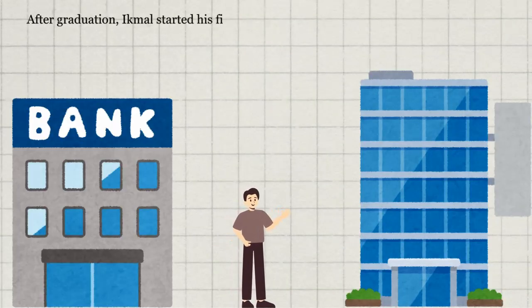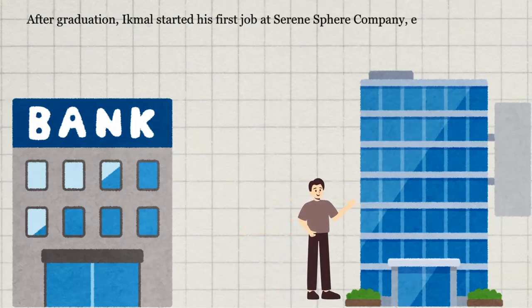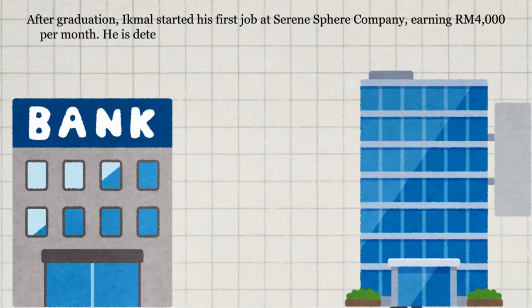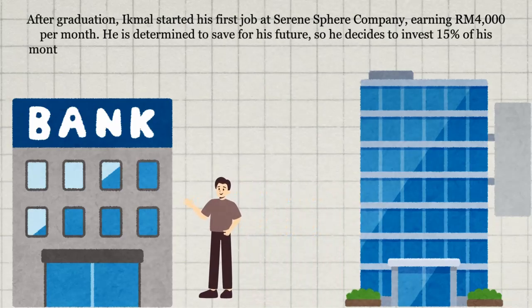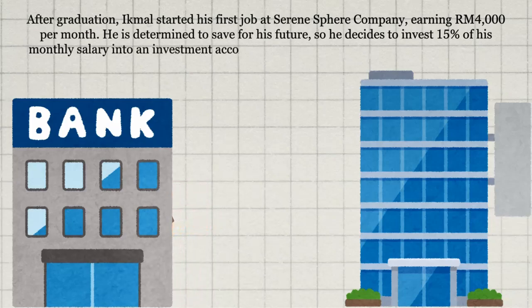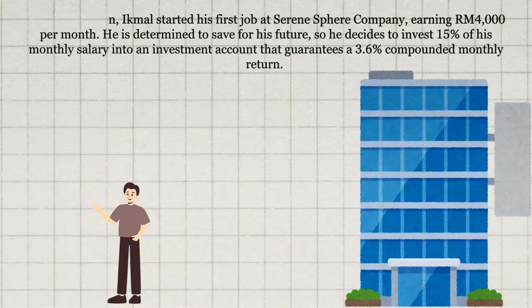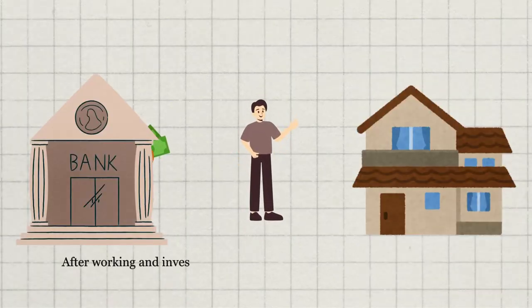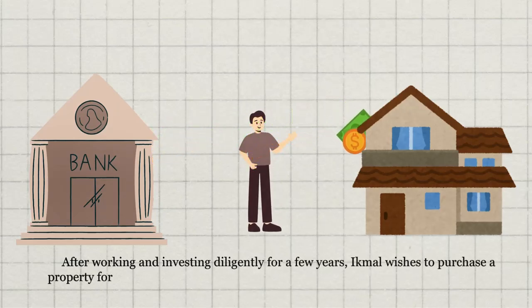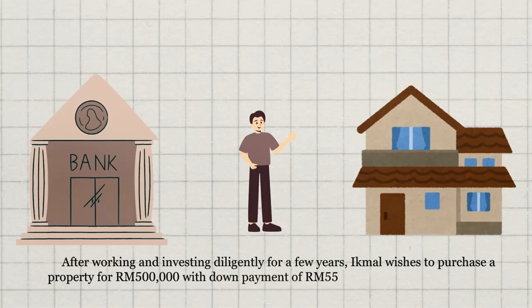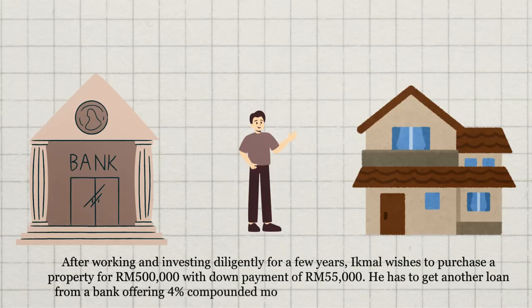After graduation, Iqmal started his first job at Serene Sphere Company, earning 4,000 ringgit per month. He is determined to save for his future, so he decides to invest 15% of his monthly salary into an investment account that guarantees a 3.6% compounded monthly return. After working and investing diligently for a few years, Iqmal wishes to purchase a property for 500,000 ringgit with a down payment of 55,000 ringgit. He has to get another loan from a bank offering 4% compounded monthly for 30 years for this house purchase.